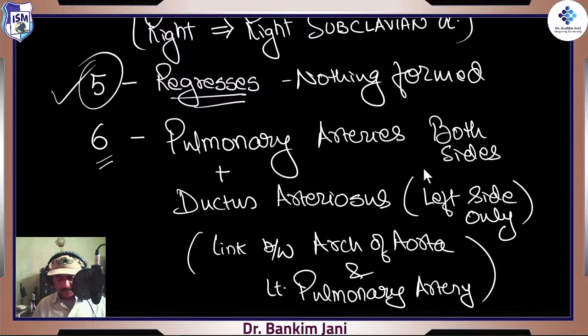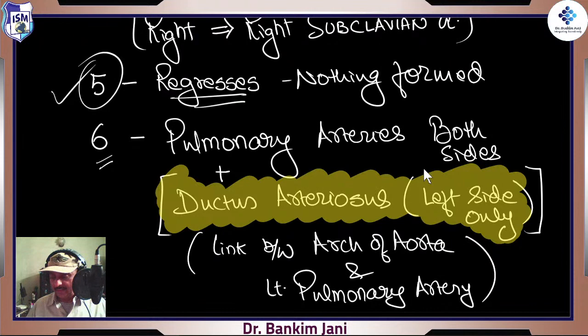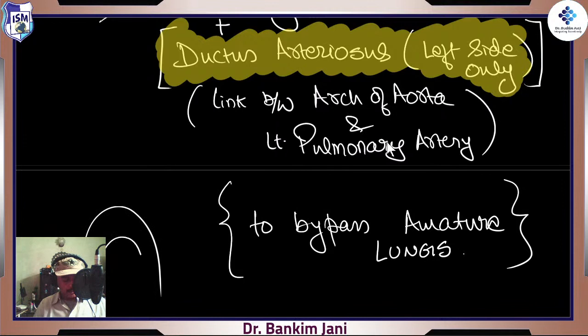What is this ductus arteriosus? This ductus arteriosus is also a point which is vital for fetal circulation. What the ductus arteriosus does is that it is a link between the arch of the aorta and the pulmonary trunk, right? This pulmonary trunk would be divided like this. So it would be behind it, right? It would be behind it.